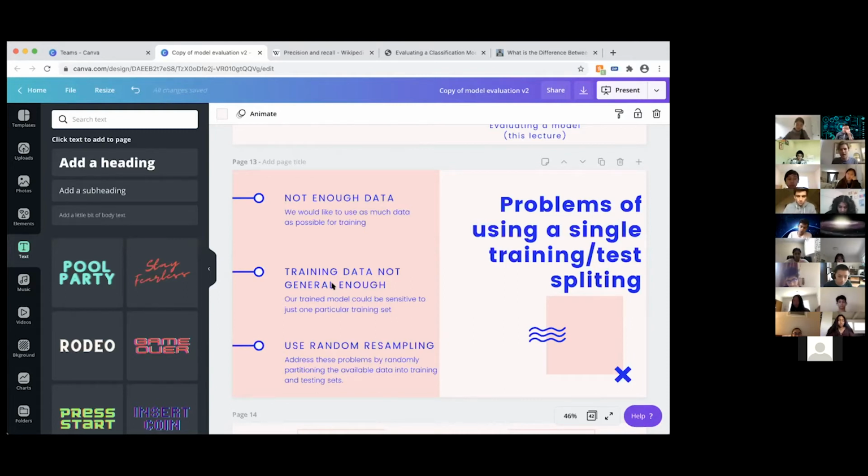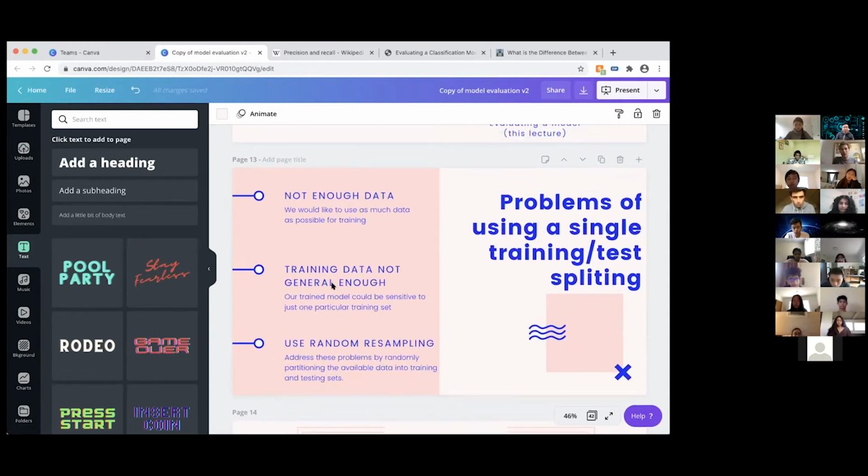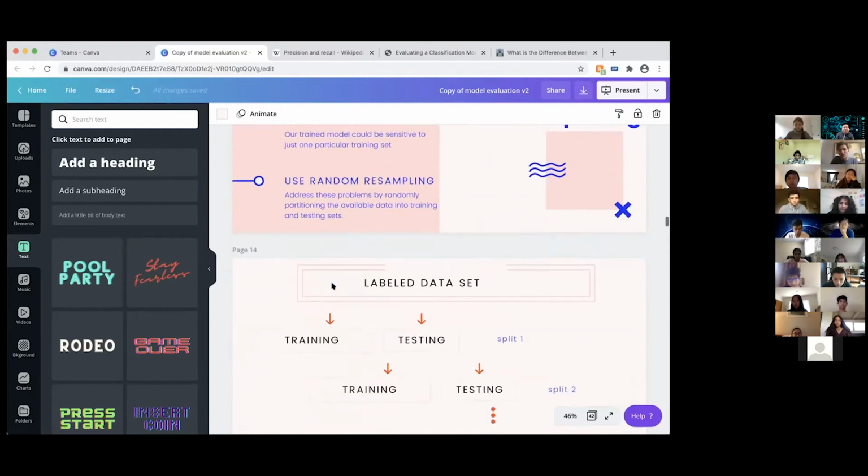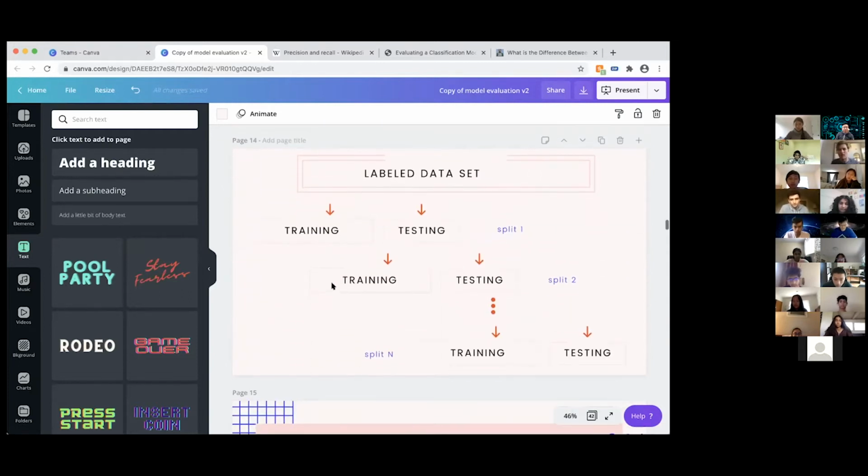Also, it could be the case where the training data is not general enough. Perhaps you found your data from just one online source. Maybe you found a Kaggle data set. This actually happened to me in the last session, and we didn't have data that was generalizable enough. So it performed pretty well on that specific data set, but it wasn't generalizable at all. And one way we can fix this is we can use random sampling. I'm going to illustrate that a little bit here.